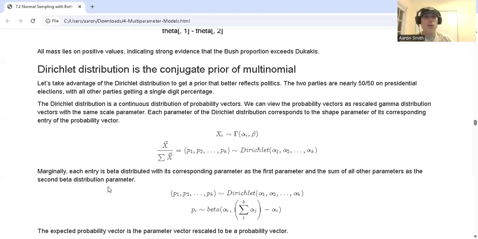Now, marginally, each entry in the Dirichlet distribution is going to be a beta distribution. So if I look at probability vectors from a Dirichlet distribution, and I only look at one entry, let's say only look at entry 3, then the individual entry that I have in that position is going to be a beta distribution with a corresponding parameter from the Dirichlet distribution or the gamma distribution, however you want to look at it, as the first parameter of beta, and then everything else added up is going to end up being the second parameter value.